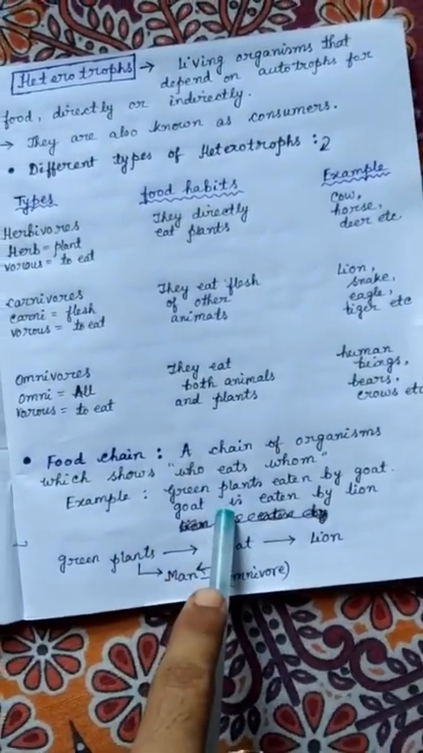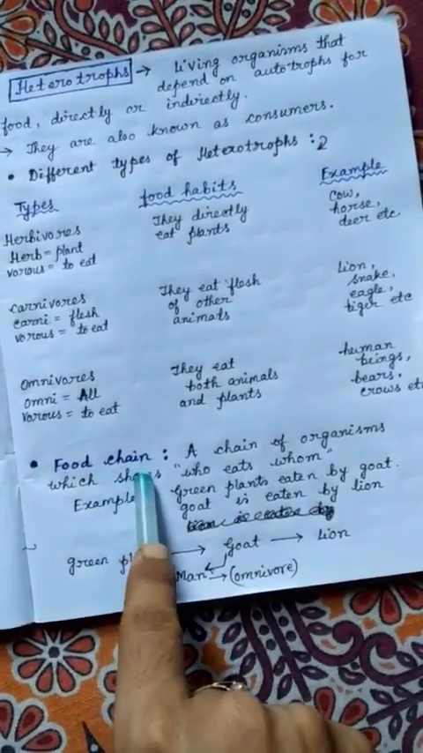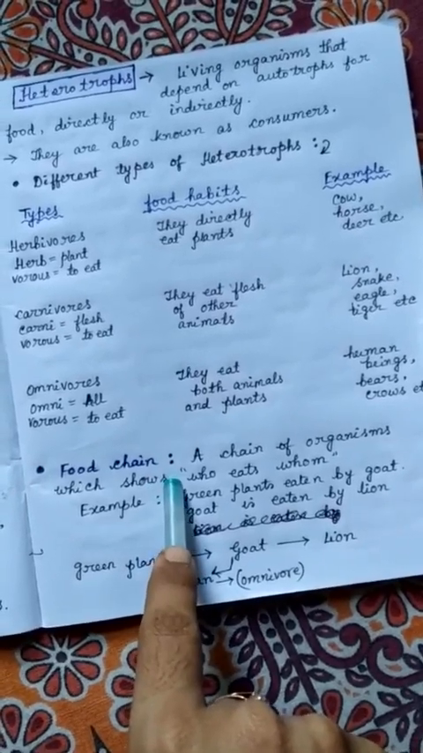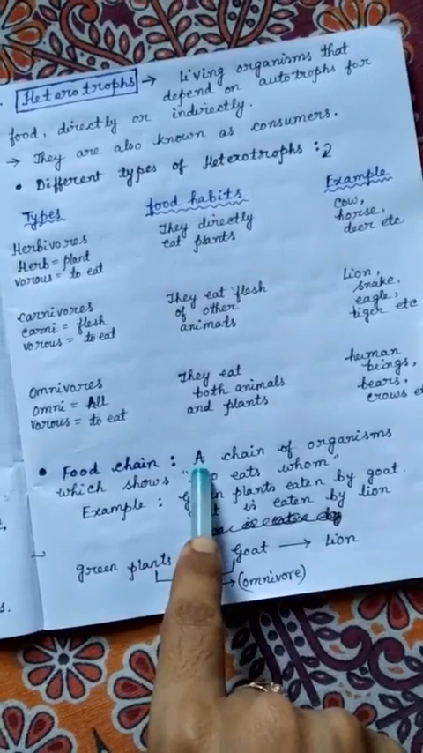And at the end of the chapter, I have also given a diagram of food chain, and also some keynotes. You have to learn them properly, and I have also given 2 activity-based works. You have to complete them.